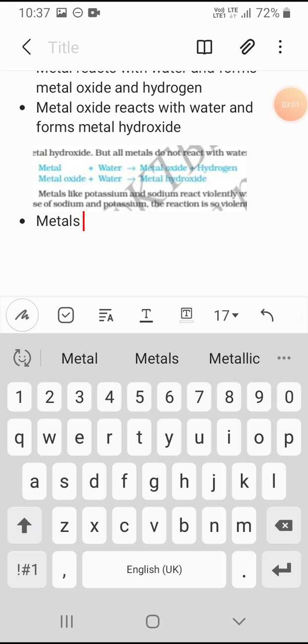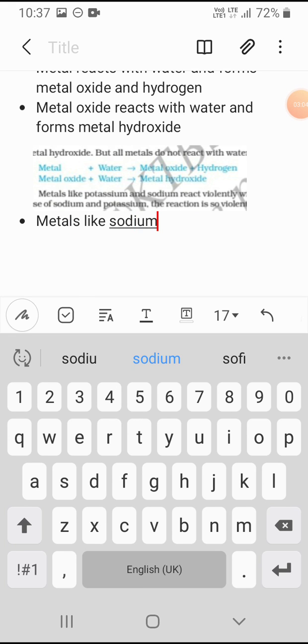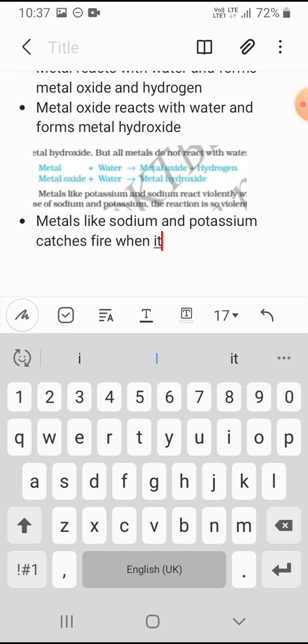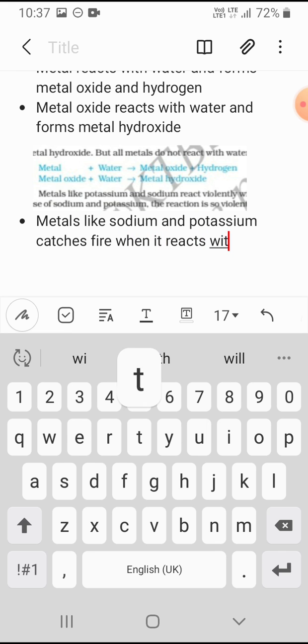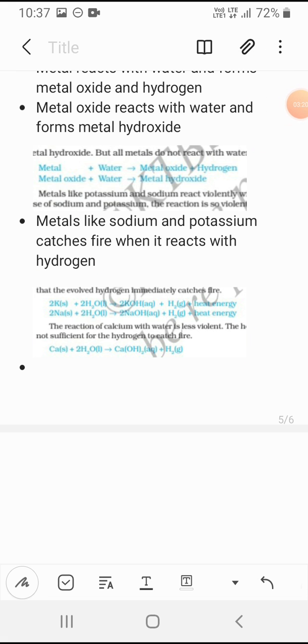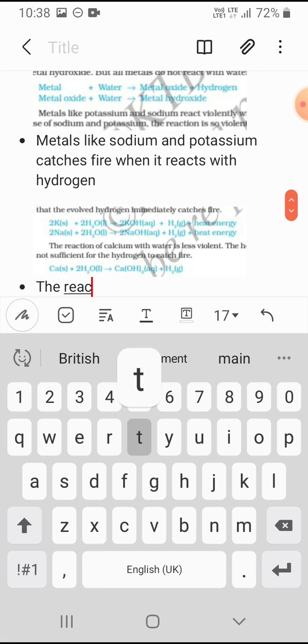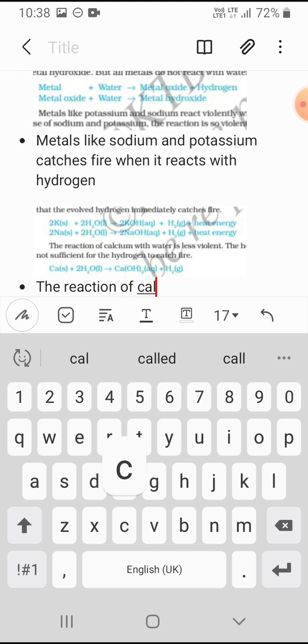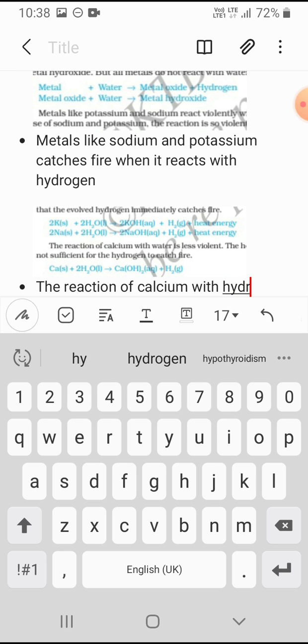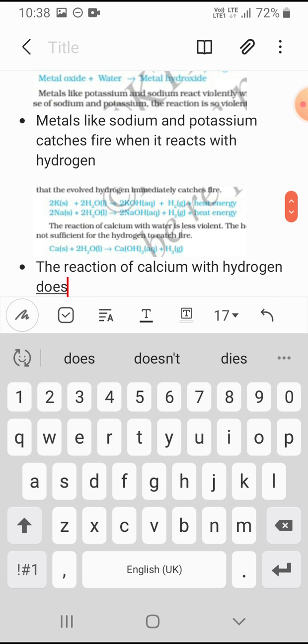Metals like sodium and potassium catch fire when they react with water, releasing hydrogen. The reaction of calcium with water does not catch fire.